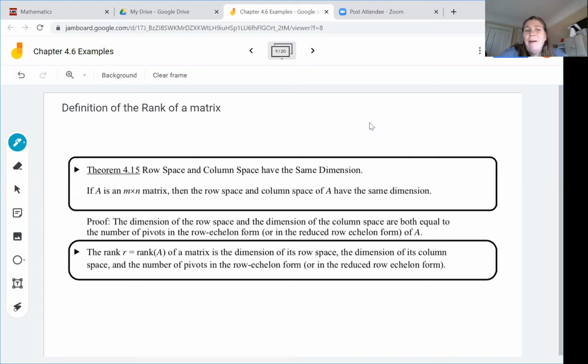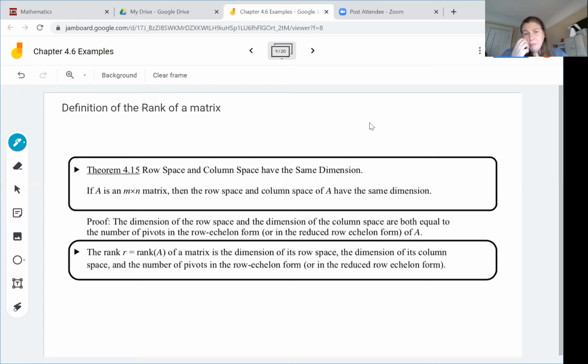So if A is an m by n matrix, then the row space and the column space of A have the same dimensions. So here's our proof. The dimension of the row space and the dimension of the column space are both equal to the number of pivots in the row echelon form or in the reduced row echelon form of A.